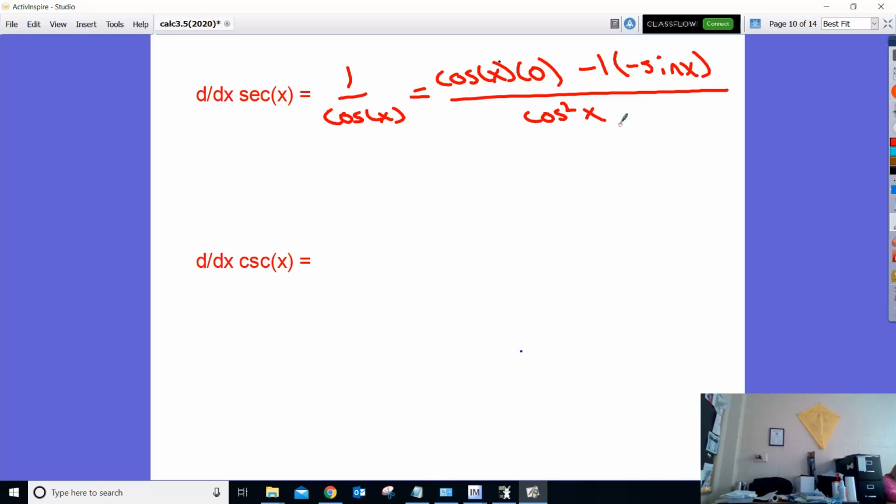So it actually turned out pretty cool. That's just sine of x over cosine squared.